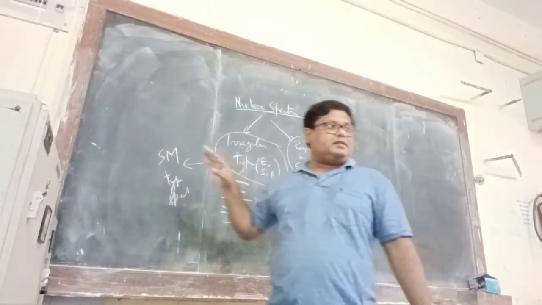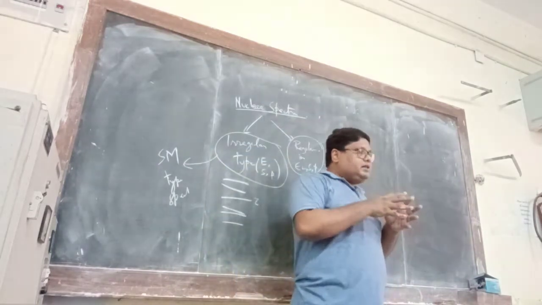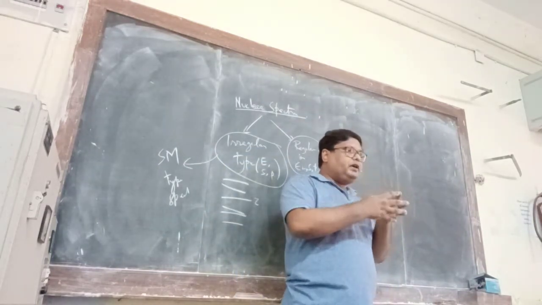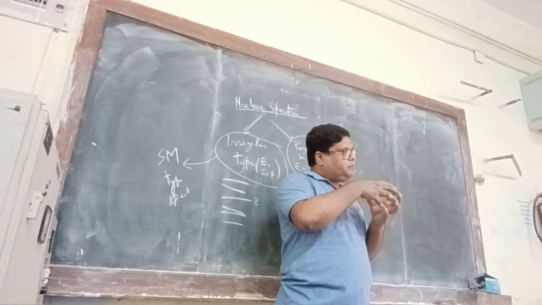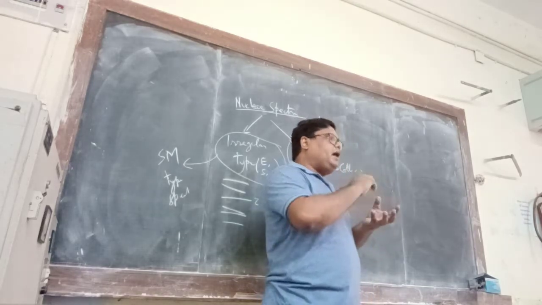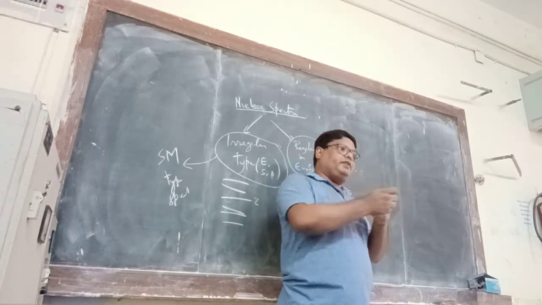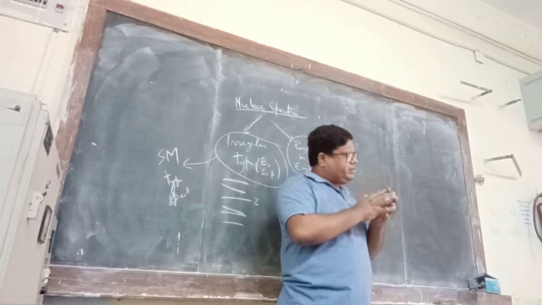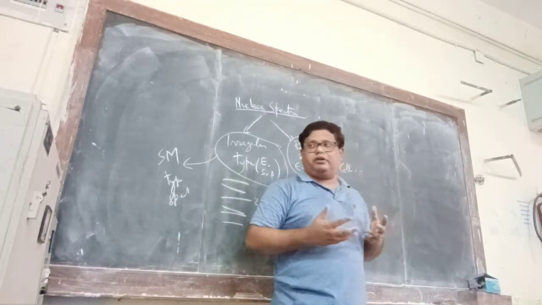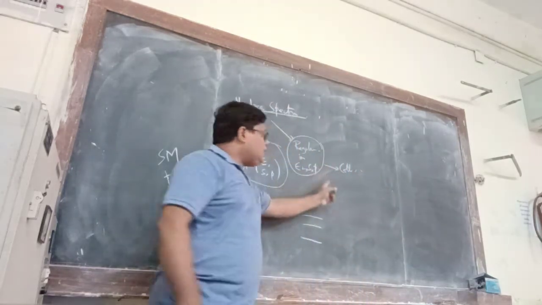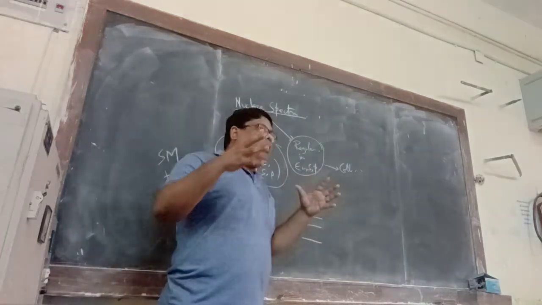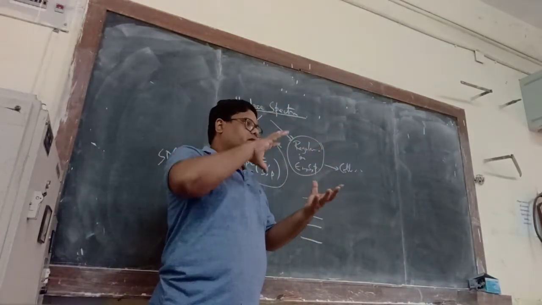In this case, the single particle type spectrum is basically a particle moving. You can explain this single particle type spectrum as a particle moving in a sort of mean field with some residual interactions. We will talk about it later on. Whereas in the case of this collective spectrum, all the particles are acting together.